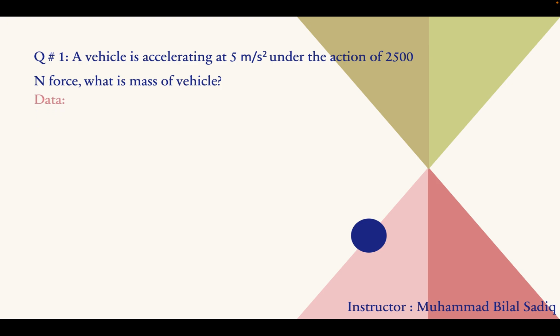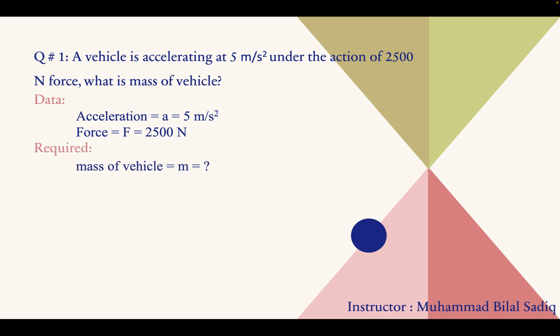If you move towards the data portion, you can see that the acceleration is given to you and it has a value 5 meter per second square. Next data that you are given is the force, that is 2500 newtons. So now what is required? In the required portion, you need to calculate the mass of the vehicle.